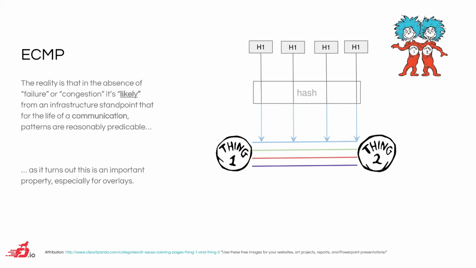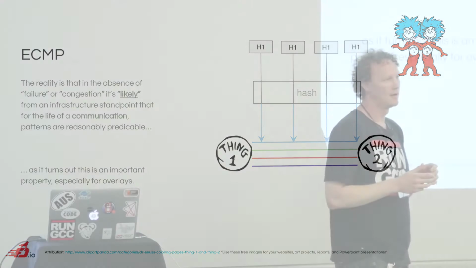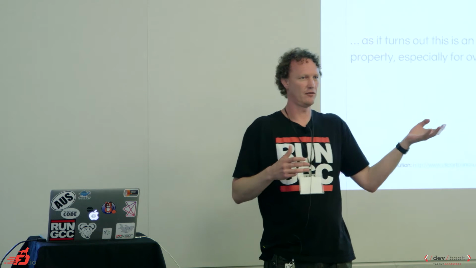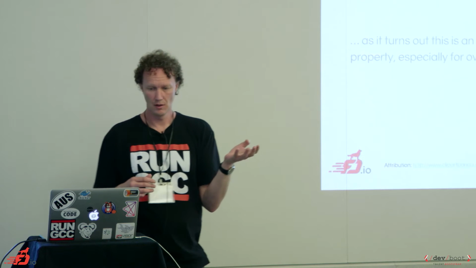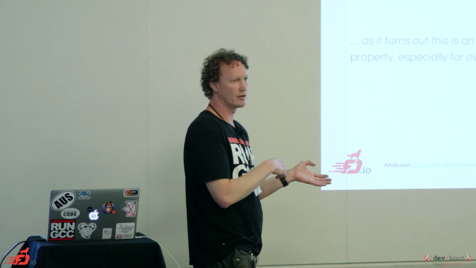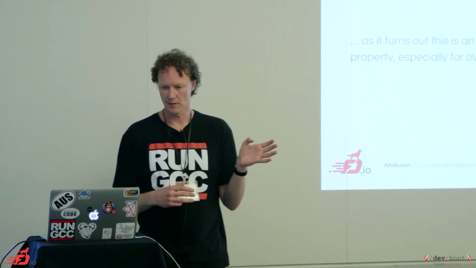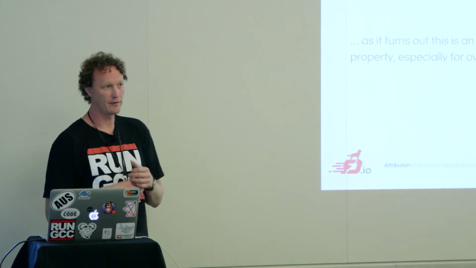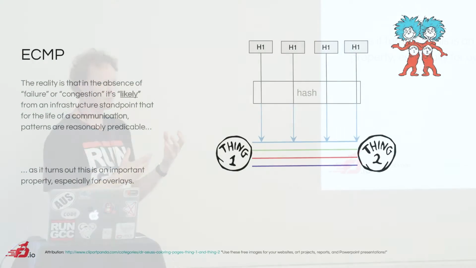And the reality is that in absence of failure or congestion, right? So true, right? TCP will retransmit packets when they're dropped or they don't show up. It will retransmit them, but many applications also take that into account and handle the state of their communications as well. And that in the absence of failure or congestion, it's likely, and I'd say almost a certainty, but I'm just caveating, but from an infrastructure standpoint, for the life of a communication, these patterns are reasonably predictable.